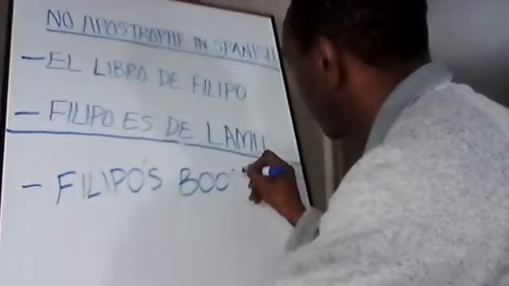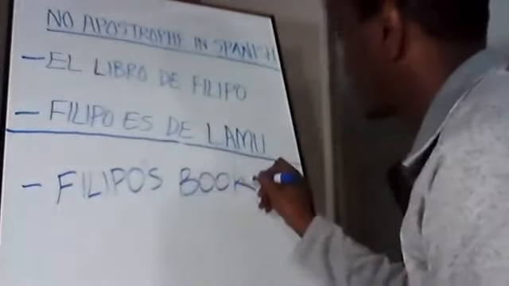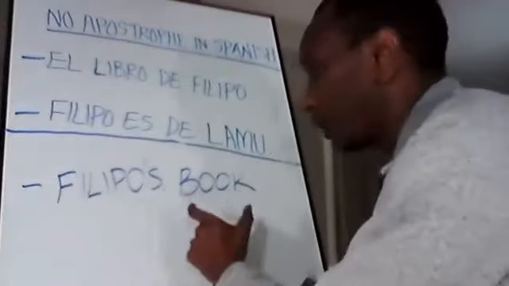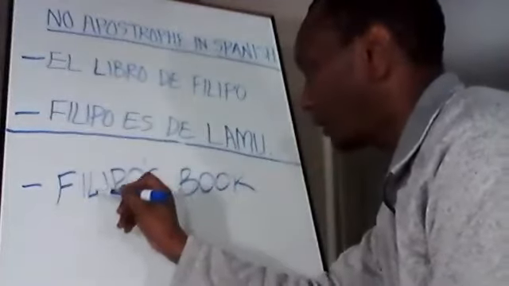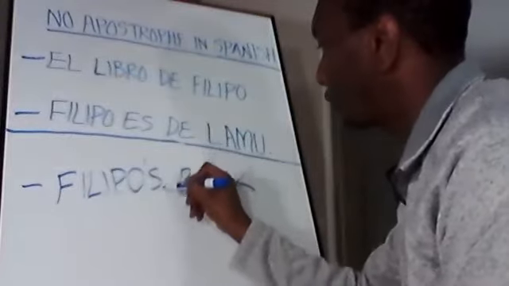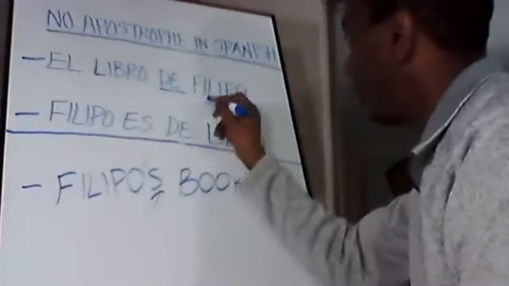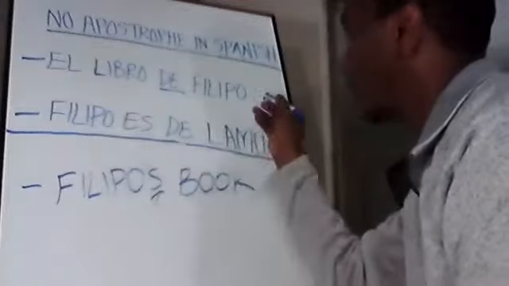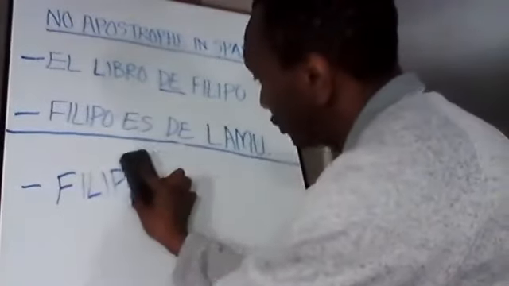It would mean Filipo's book. So in other words, the book of Philip, the book that belongs to Philip. But because we don't use the apostrophe in Spanish, you cannot say Filipo's book. So the apostrophe is replaced by de. So right there we have el libro de Filipo, the book of Philip, or it shows that the book belongs to Philip. So that's the first use of de, to denote possession.